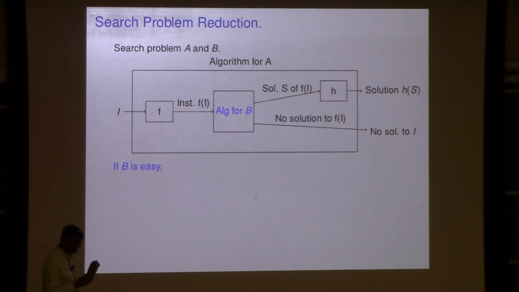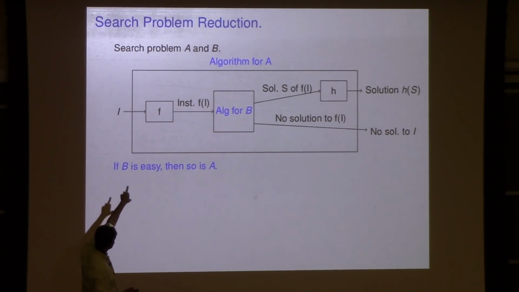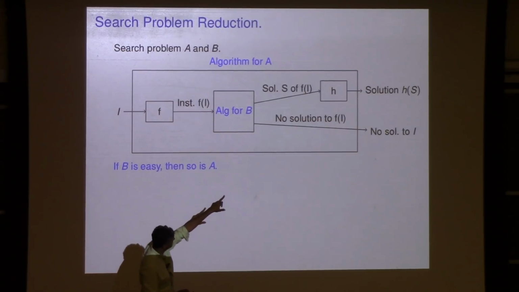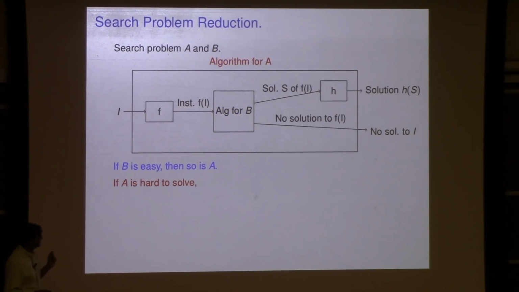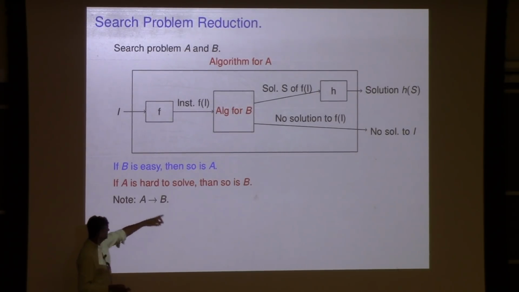Okay, that's the wrong one. If B is easy, then what do we know about A? Yeah, assuming this function is efficiently computable, this instance, and this function, the solution coming back is efficiently computable. Okay? So if A is hard to solve, what do we know about B? Yeah. Okay, so this says A is reduced to B.